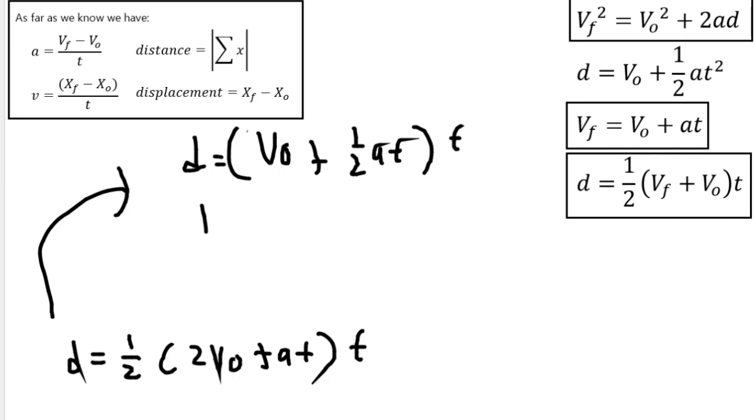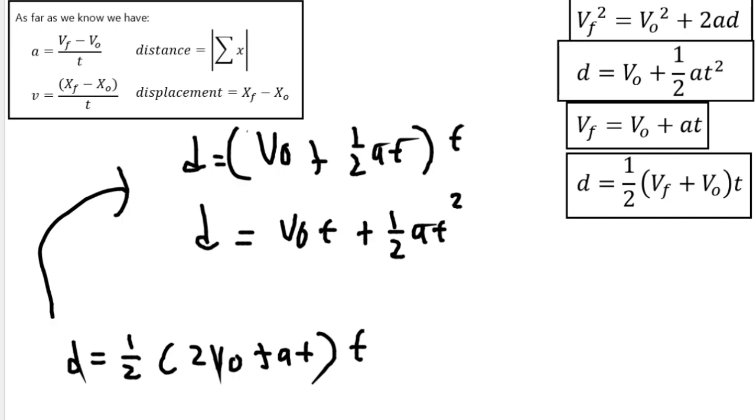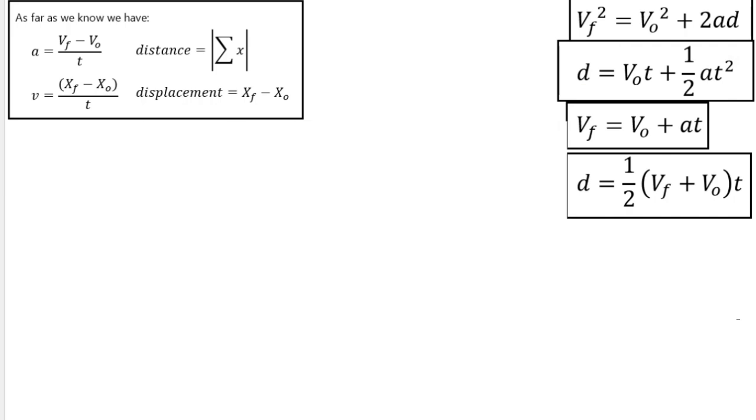We still haven't distributed the t. Now we can distribute the t, so we get V initial times t plus 1/2 acceleration times time squared. We do miss a t on the left side of the equation, so we're just going to put it here. Luckily, I just derived it, so we found our mistake. Okay, so this is it. These are the kinematics equations in one dimension, and kindly write them down.